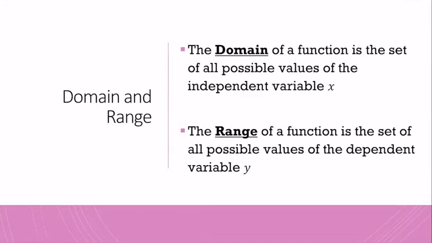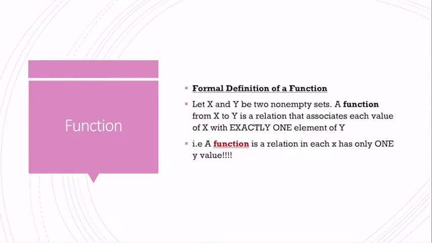Friendly reminder that the domain of a function is the set of all possible values of x, and the range of a function is the set of all possible values of our dependent variable y. Remember that a function can be defined as a relation, a set of ordered pairs, an equation, right? And a function is a relation in which each x has exactly one y value. So what does that look like?